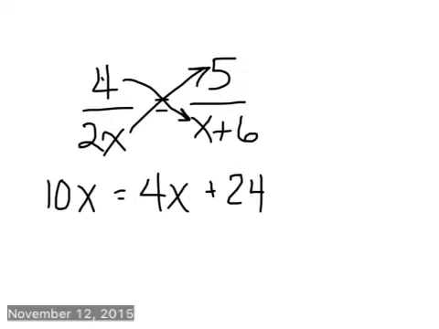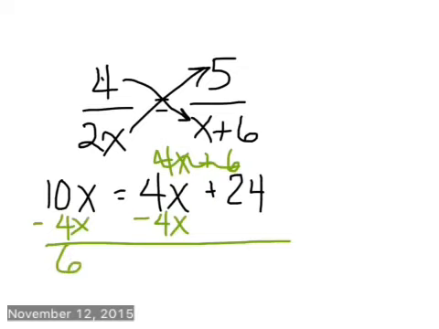Is that a problem then? If I were to put 4x plus 6, is that right? No. So be very careful. Make sure you distribute it to each piece. Now, how do I solve for x? Take away x. So what I'm getting is I'm getting x by itself. So I have 6x equals 24. And then what? What's 24 divided by 6?